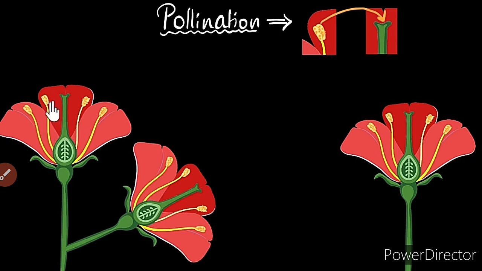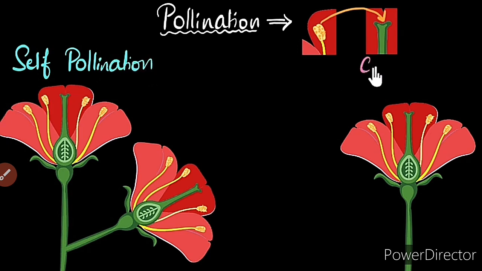Now, based on whether the pollen is transferred within the same plant or between two different plants, we can classify pollination into two types. The first one is called self pollination, and the second one is called cross pollination.